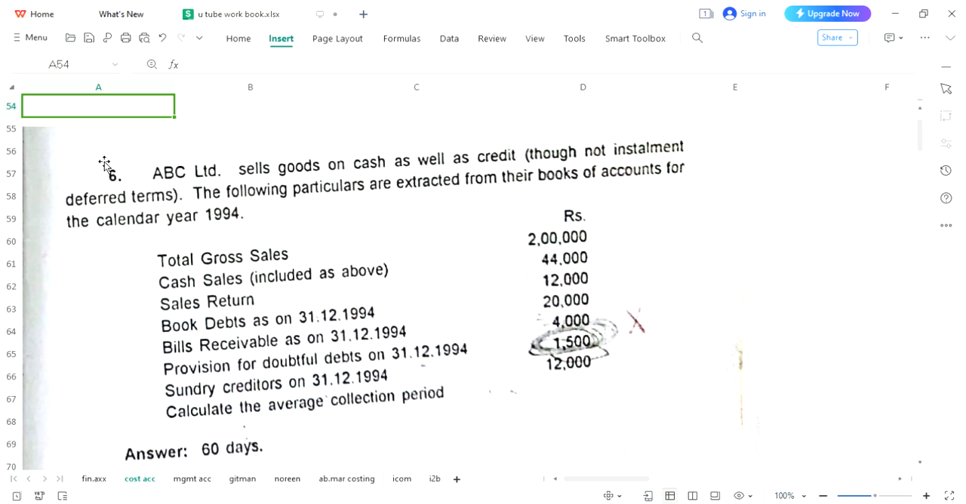Today's target is to solve question number 6. The chapter we are related with is accounting ratios, and you can see that this is a little different question. There will be a very short time needed to solve it. ABC Limited sells goods for cash, not installment. Following particulars. Look at here. Average collection period or debtor turnover period is needed.